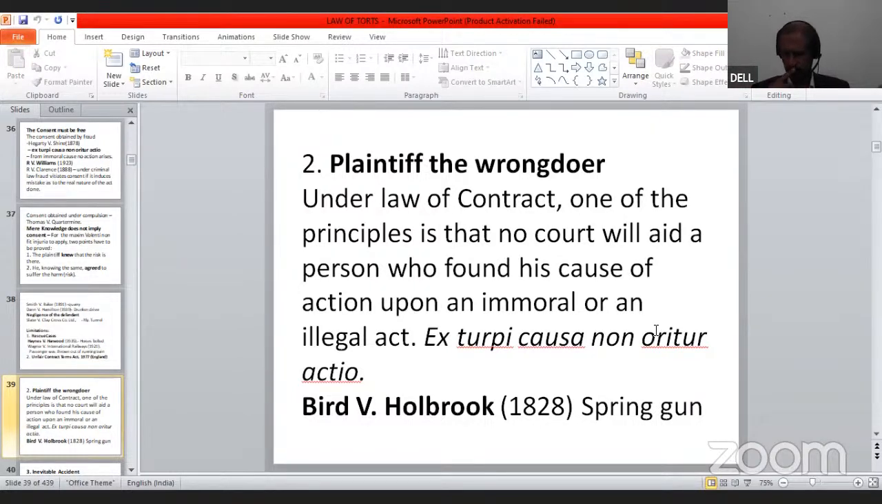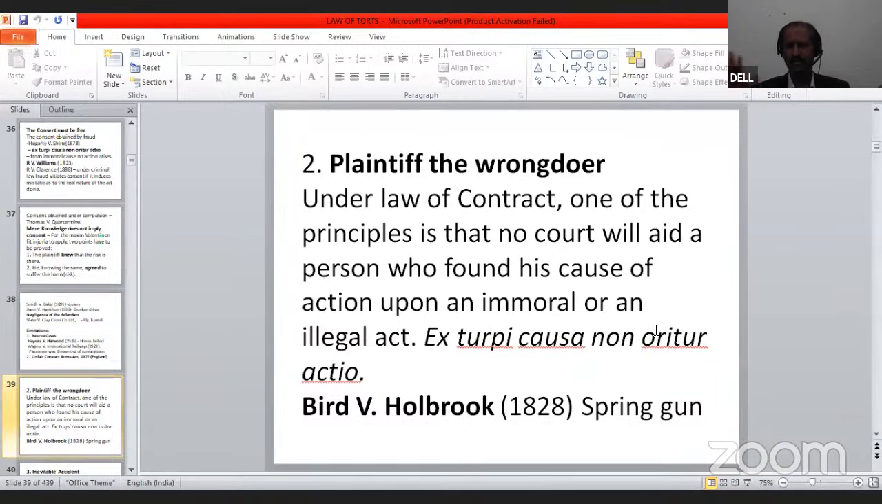Okay. The second spring gun case, Bird versus Ayres. In Bird versus Ayres, he had actually installed a spring gun. Statutorily, it was allowed actually. Rubber bullets actually. It fires at whoever enters the land and it causes injury, sometimes a death wound also.